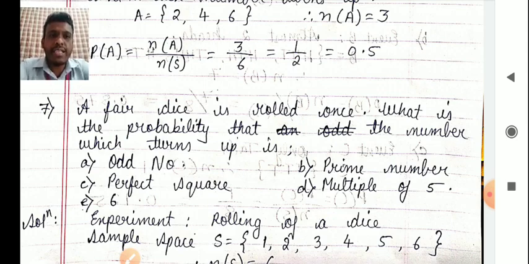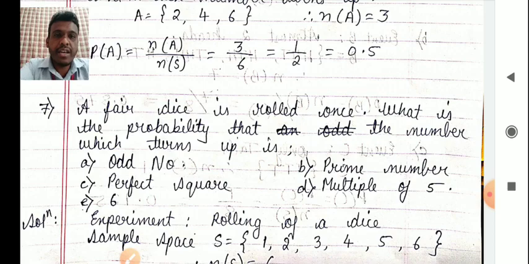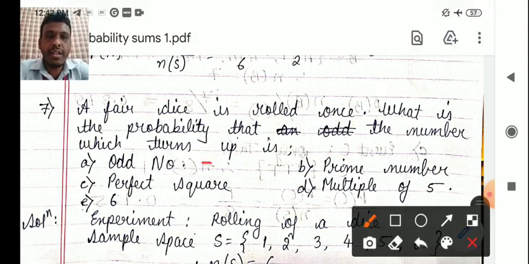A fair dice is rolled once. What is the probability that the number which turns up is A, an odd number, B, a prime number, C, a perfect square, D, a multiple of 5, and E, 6?